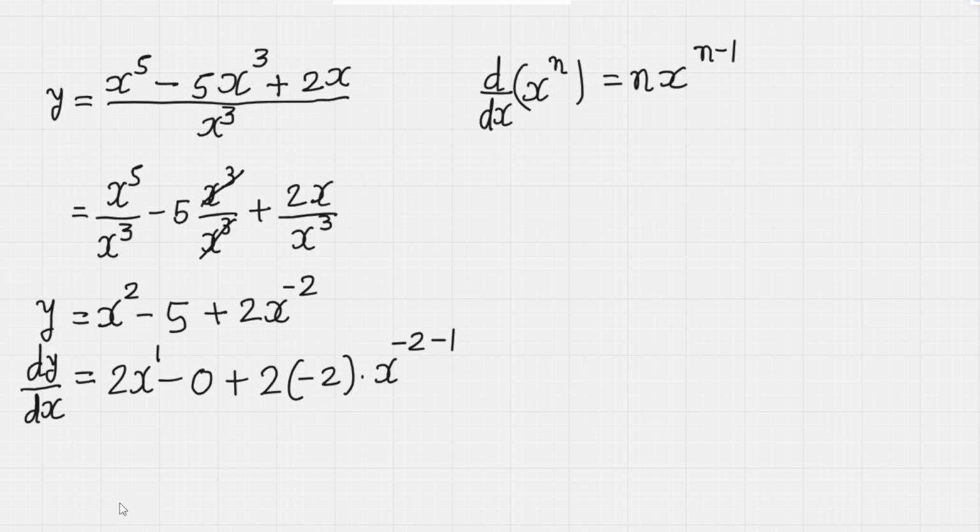Now the derivative is done. We just need to simplify this. So dy over dx is equal to 2 times x. There is no need to write the 1 in the power. 2 times minus 2 would be minus 4, and x raised to minus 2 minus 1 will be minus 3. So this is our derivative.